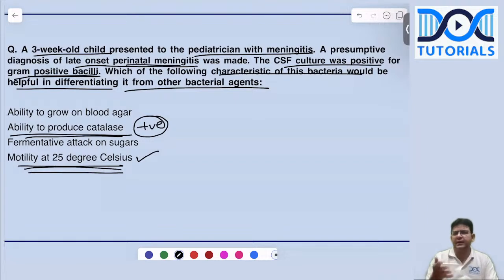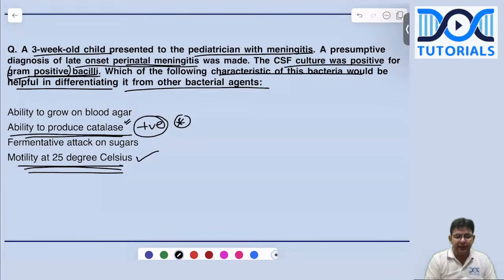So obviously, the bacilli clearly differentiate it from the gram-positive cocci. The problem would have happened if the question did not mention gram-positive, bacilli, cocci, anything. Then the answer would have gone in favor of catalase positivity, because catalase negative is Streptococcus and catalase positive is this particular one. So this particular fact you should know for sure.